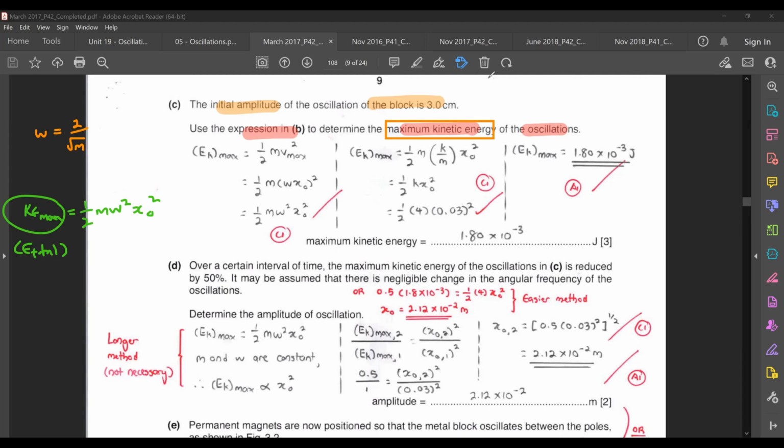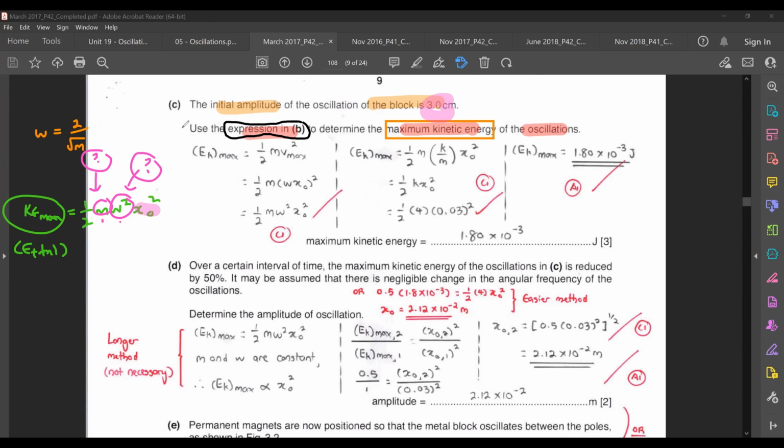You want to find the maximum kinetic energy. You know the amplitude from here. But do you know the omega? You will notice you don't actually know the exact value. And do you know the mass? The mass is also unknown here. If you just look at the equation as it is, you do not know the mass, you do not know the omega, so you cannot possibly proceed from there. So there's something else you need to do with this equation. The hint is already in what the question mentioned here: use the expression in B.